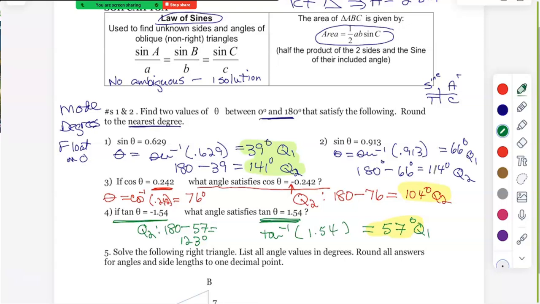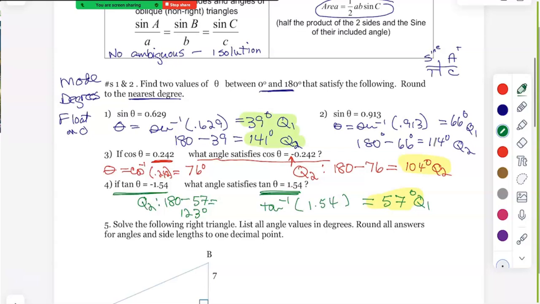So once again, never, ever try to get an angle beyond the first quadrant using inverse trig. Always use your knowledge of how the quadrants work to get the angles in the other quadrants. And we'll do more with that. Right now, we're just looking for angles in quadrant 1 and in quadrant 2. Okay, let's look at this next problem.